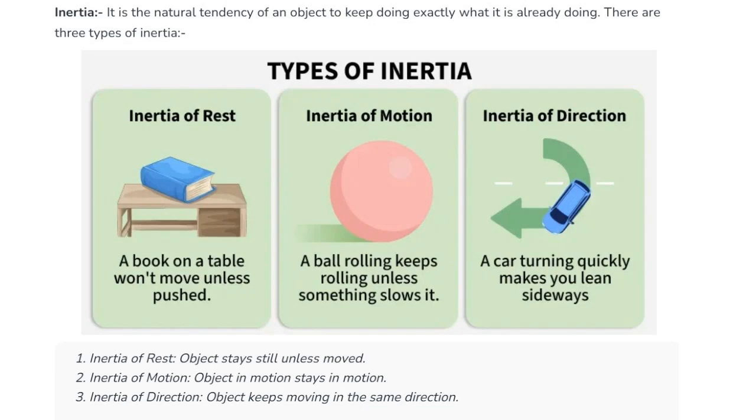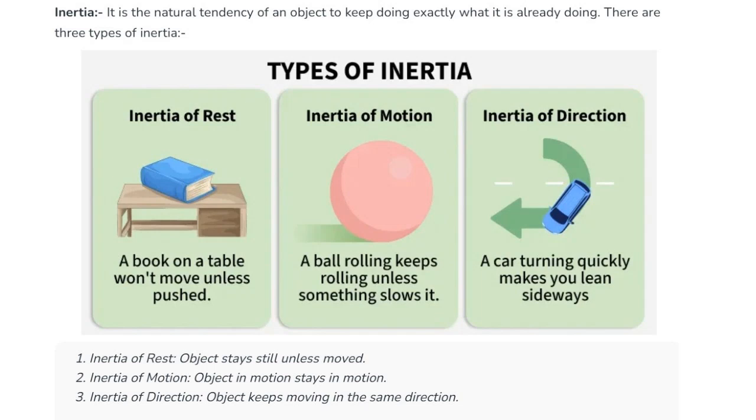Inertia is the natural tendency of an object to keep doing exactly what it is already doing, whether that means staying still or continuing to move. There are three types to understand. First, inertia of rest means that an object at rest, like a book on a table, won't move unless something pushes it. Second, inertia of motion refers to an object in motion, such as a rolling ball, which keeps moving unless something slows it down.